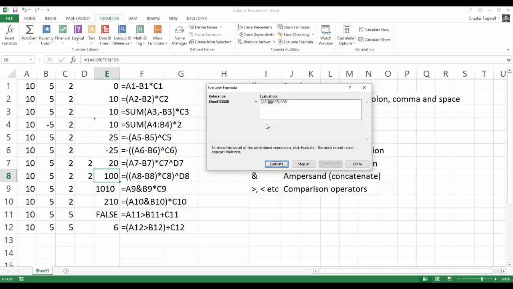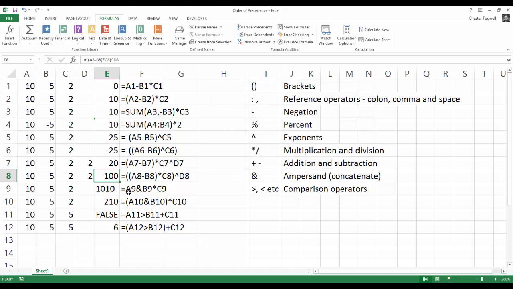So if I evaluate, it first converts those cell references, does the bit in brackets, so that equals 5, times C8, which is 2, which gives me my 10, and then I'm squaring it. 10 to the power of 2 is 100. So that's a neat little way if you're unsure of the order of the calculations.